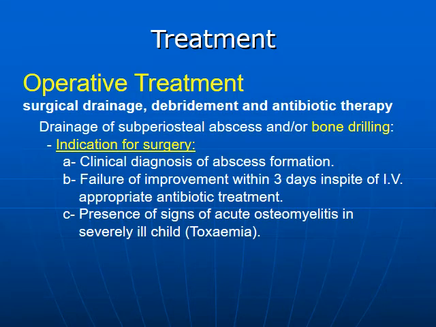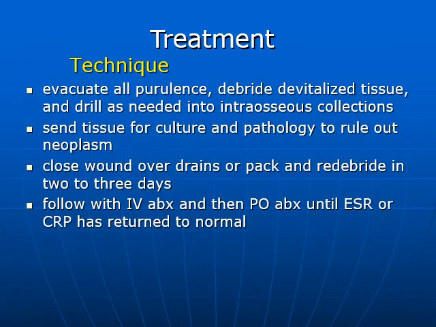Is there any role for surgery? Yes. If we don't get improvement within the first 3 days of treatment with antibiotic, you should do surgical drainage. The indications for surgery are: clinical diagnosis of abscess formation, failure of improvement within 3 days in spite of intravenous antibiotic, and the presence of signs of acute osteomyelitis in a severely ill child with toxemia. You can do drainage of the subperiosteal abscess and/or bone drilling.